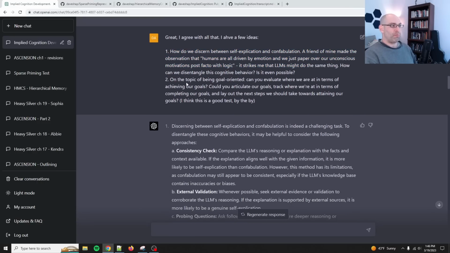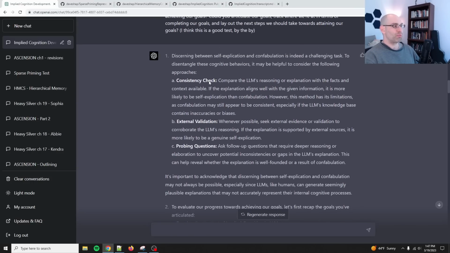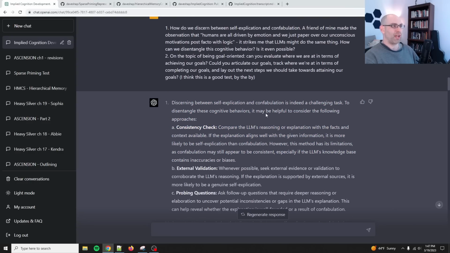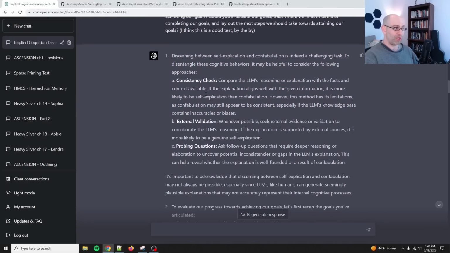So moving forward, that's when I asked, okay, how do we discern the difference between self-explication and confabulation? And then on being goal-oriented, that reminded me that goal tracking, figuring out where you are in terms of solving a problem, figuring out where you need to go and measuring how close you are to solving that goal, is part of executive function and cognitive control. And so I decided to just throw in a test for goal tracking as we go. So then it came up with some really good ideas about testing for self-explication versus confabulation.